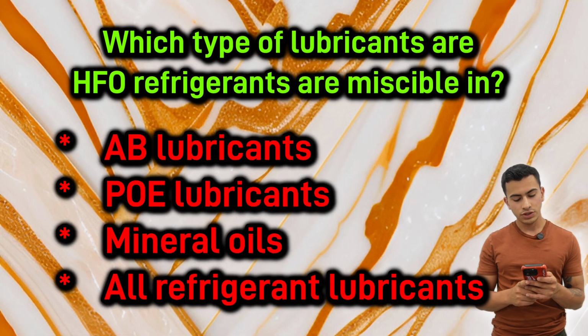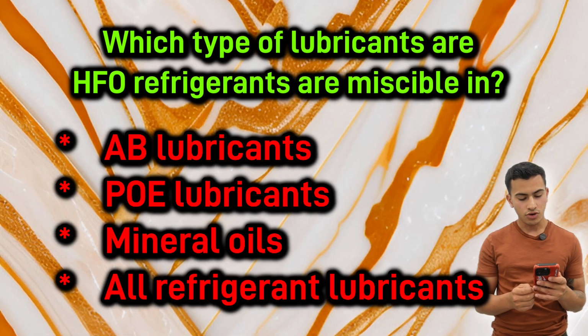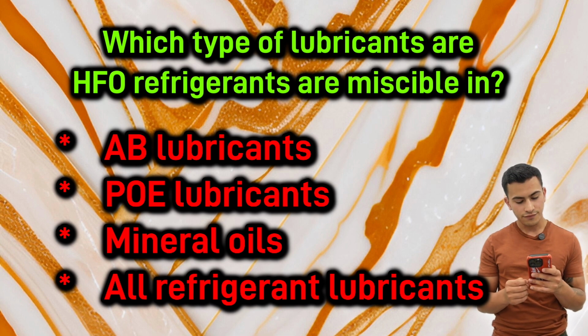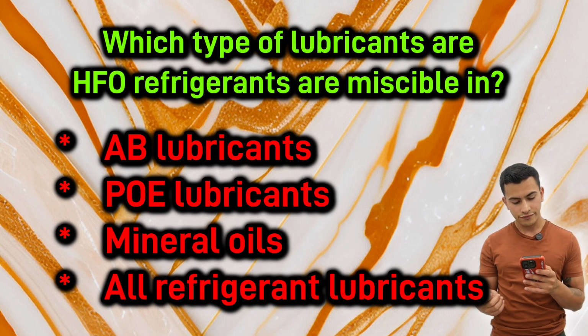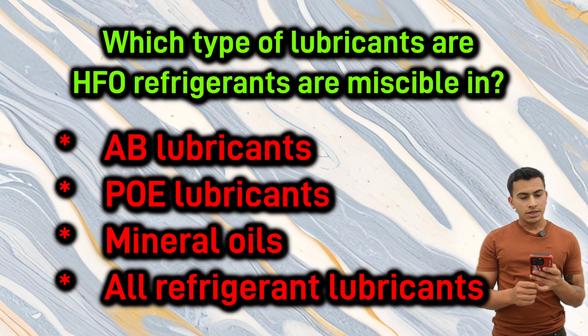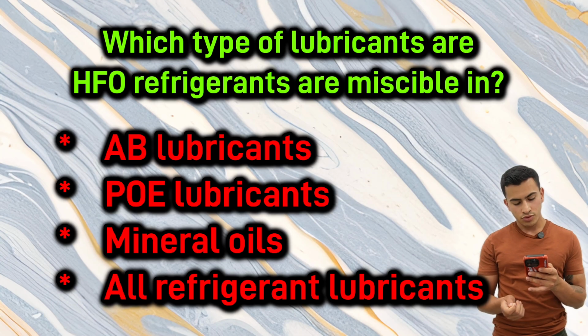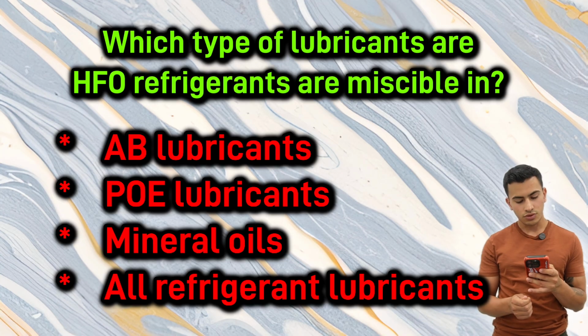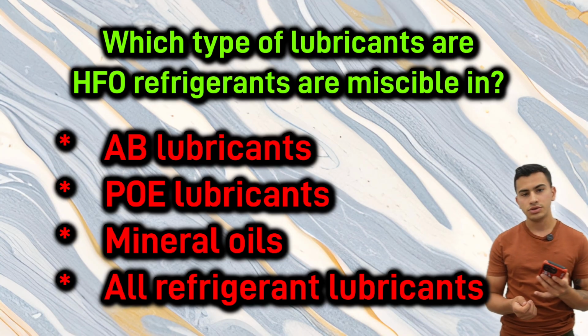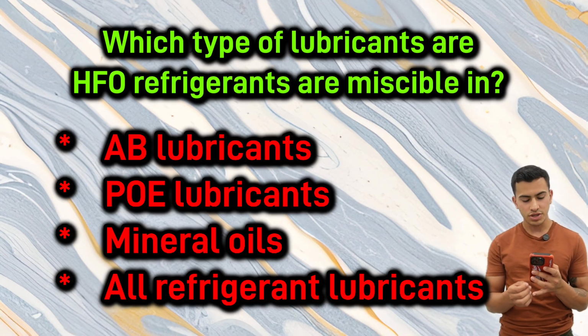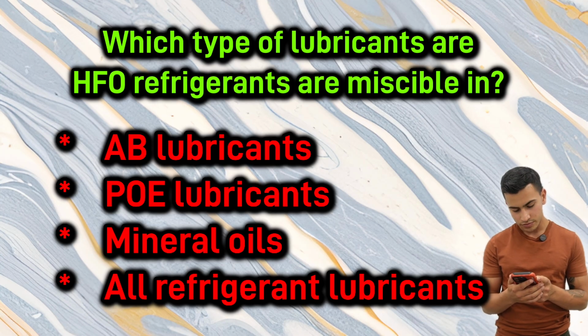Question number 5. Which type of lubricants are HFO refrigerants miscible in? Now, the answer for this one will be B. The options are POE lubricants, AB lubricants, mineral lubricants, or all refrigerant lubricants. No, those do not make sense. It will be POE lubricant.